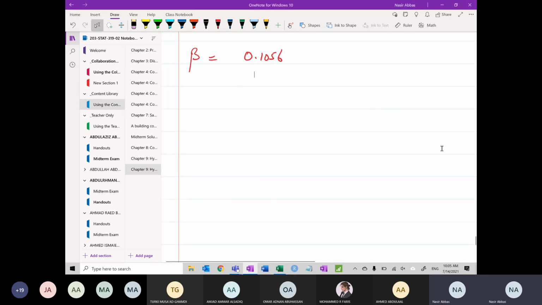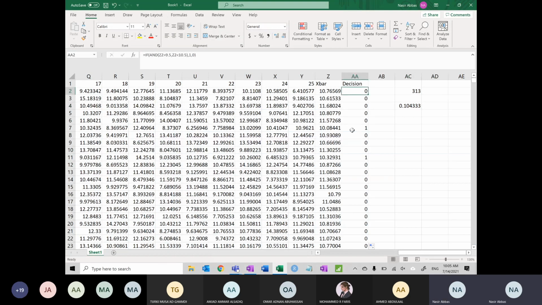Although my mean was not 10, it was 11, still I failed to say that it is not 10. How many times? 10% of the times. This is what we mean by type 1 error and type 2 errors. Any question?